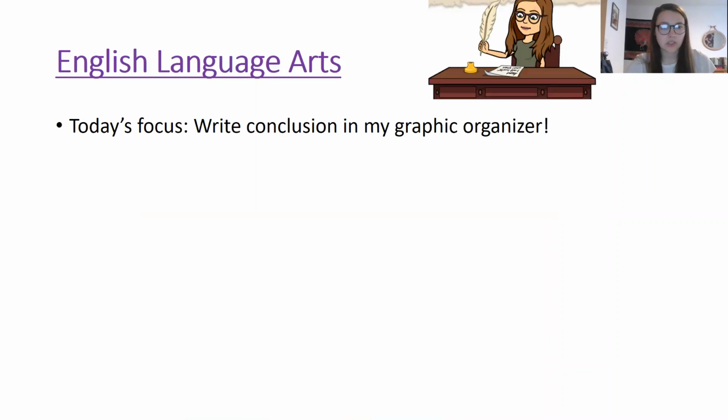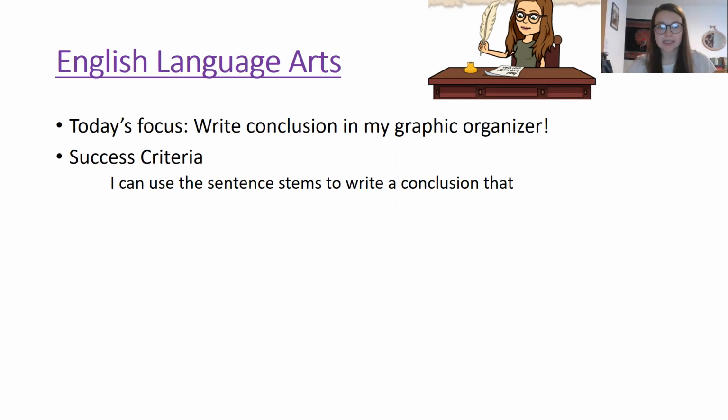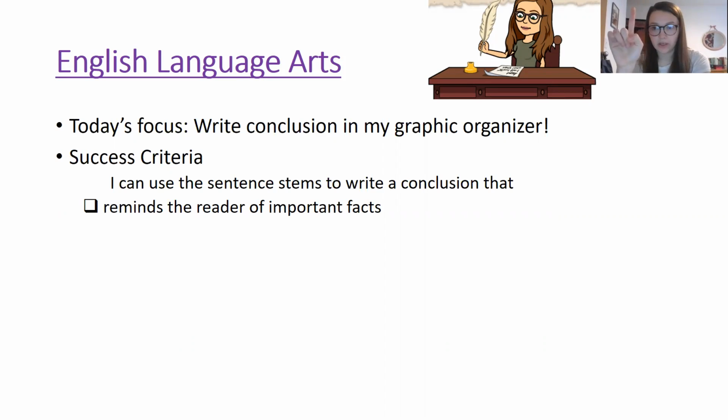In English Language Arts, we are going to continue focusing on our writing, and today your job is to write a conclusion in your graphic organizer. The success criteria for today is: I can use the sentence stems to write a conclusion that reminds the reader of important facts and gives them a job to do.